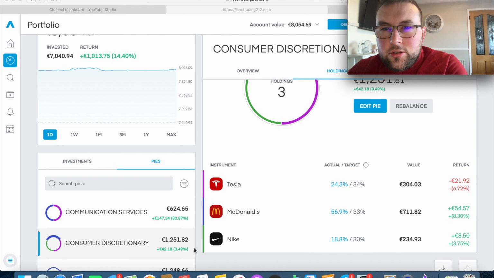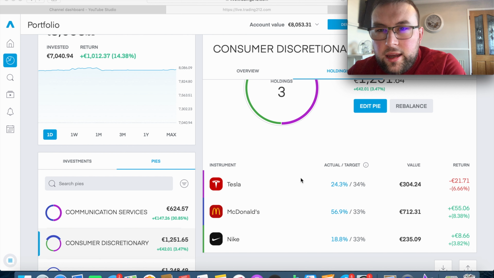My next sector is consumer discretionary. We have about €1,250 invested at the moment and are up just under 4% or so, or 3.5%. Of the three holdings here, two are in the green in the form of McDonald's and Nike. McDonald's is up 8%. Again, this was a company I dollar cost averaged a lot over the last few months when it dropped in value. So it's nice now to see it up at about 8% at the moment. And then Nike is up 3.8%.